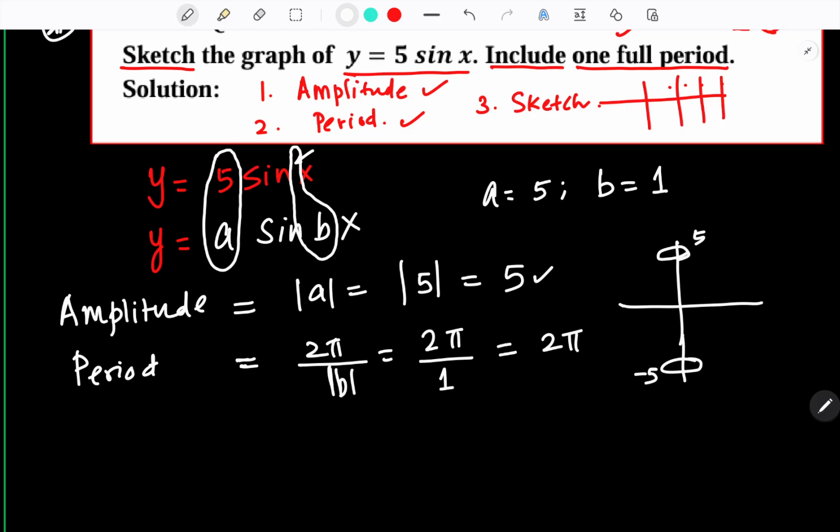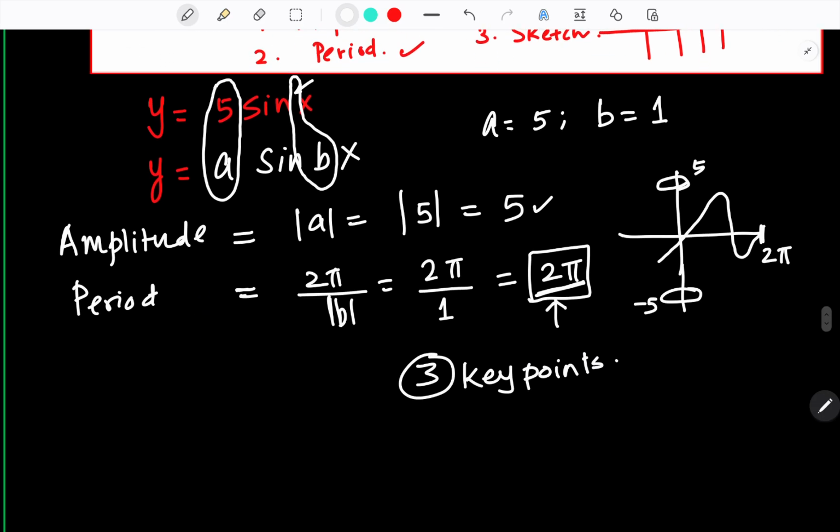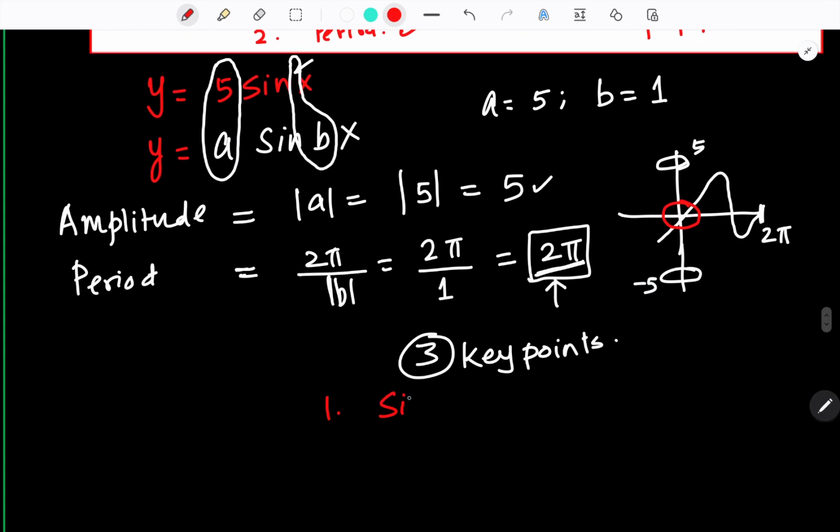The second important thing is the period, which is 2 pi. Imagine Dr. Zahir is coming to your class at 8 o'clock and he finishes at 9 o'clock. So this is your finishing time. So at maximum the curve should go up to 2 pi. And the next point, this is a sine curve, so it goes like this. Keep in your mind these 3 important key points. What are they? The first point is, this is a sine curve. Once again, this is a sine curve, so it goes through the origin.